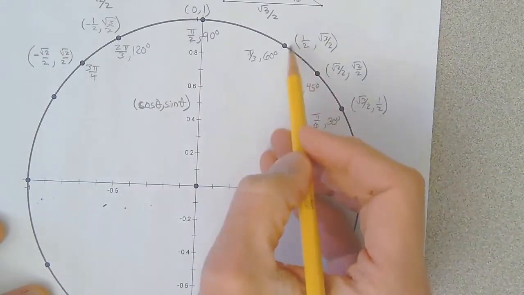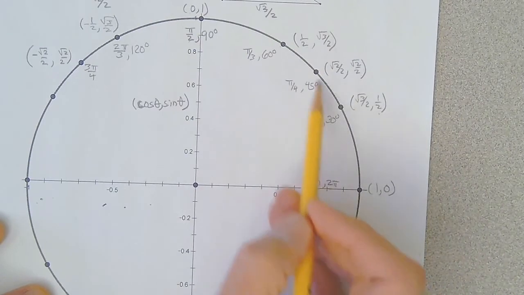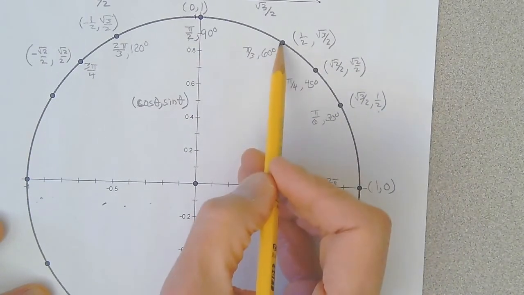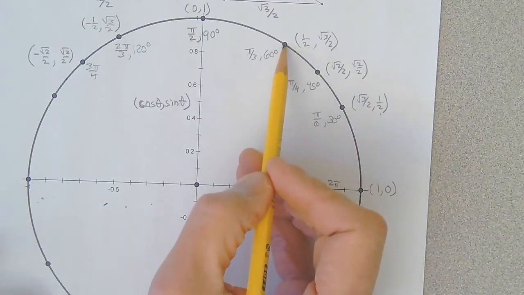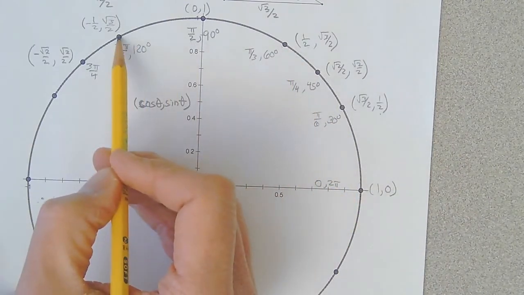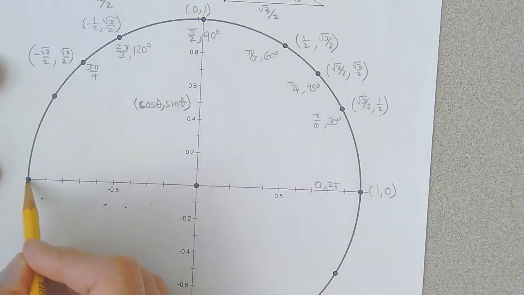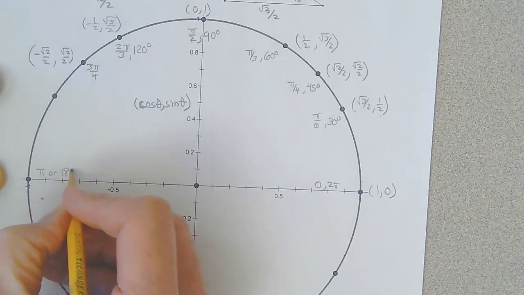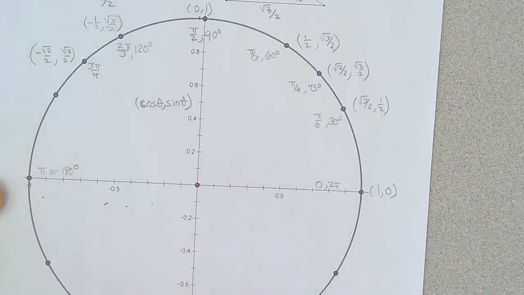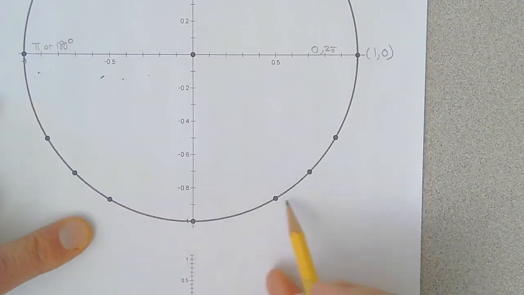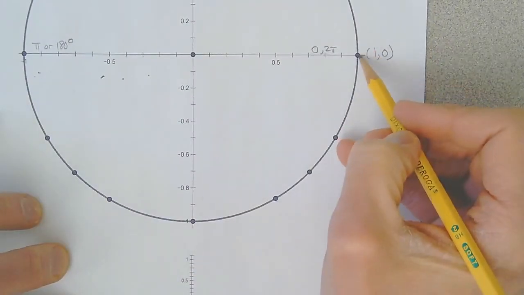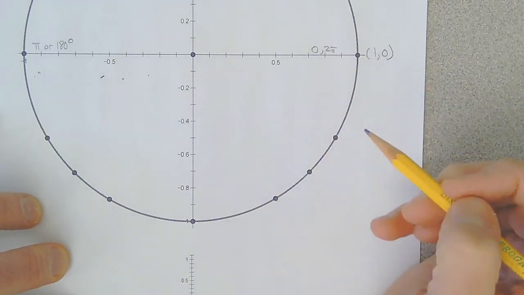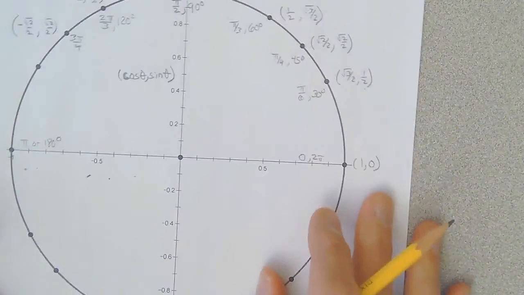I can also jump by pi over 3. This gap, this distance around here, that's 1 pi over 3. This would be 2 pi over 3. This is 3 pi over 3. 3/3 is 1. This angle is pi radians, or 180 degrees. This is 4 pi over 3, right there. That's 5 pi over 3, 6 pi over 3, 6/3 is 2. That's the 2 pi.